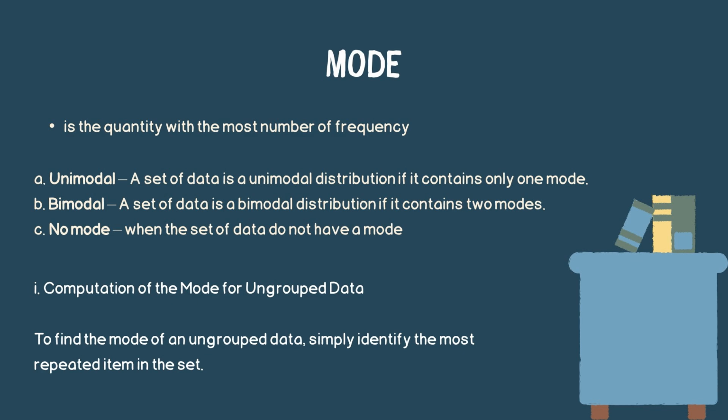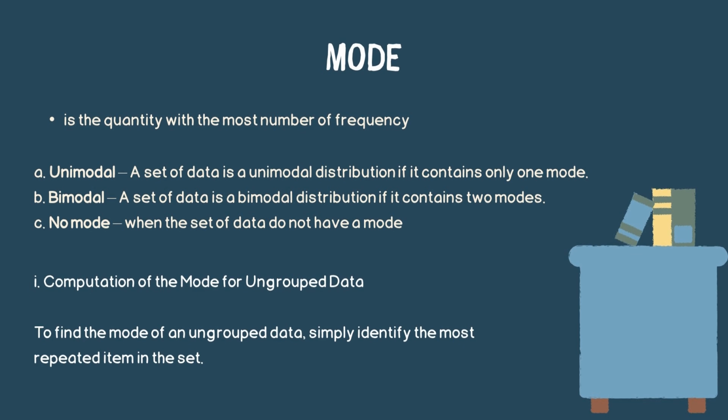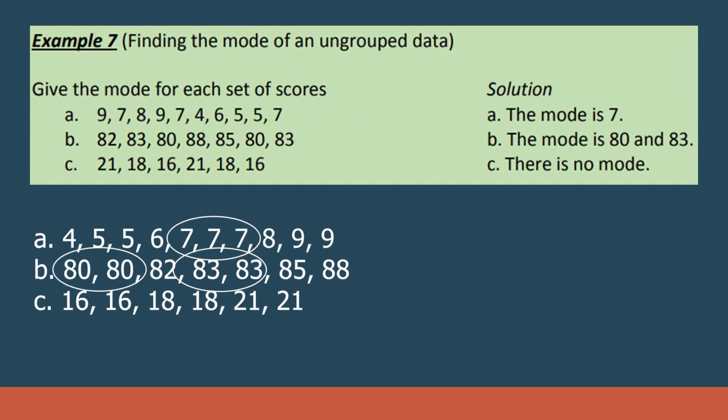Okay, to understand further how to get the mode of a data set, we have provided examples. Just always remember, to find the mode, simply identify the most repeated item in the set. So here we have the examples. In this first set, we have 9, 7, 8, 9, 7, 4, 6, 5, 5, and 7.